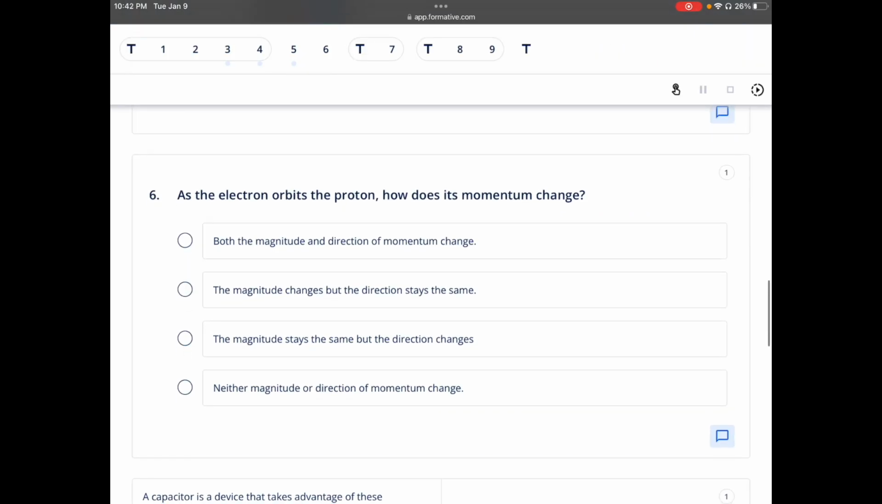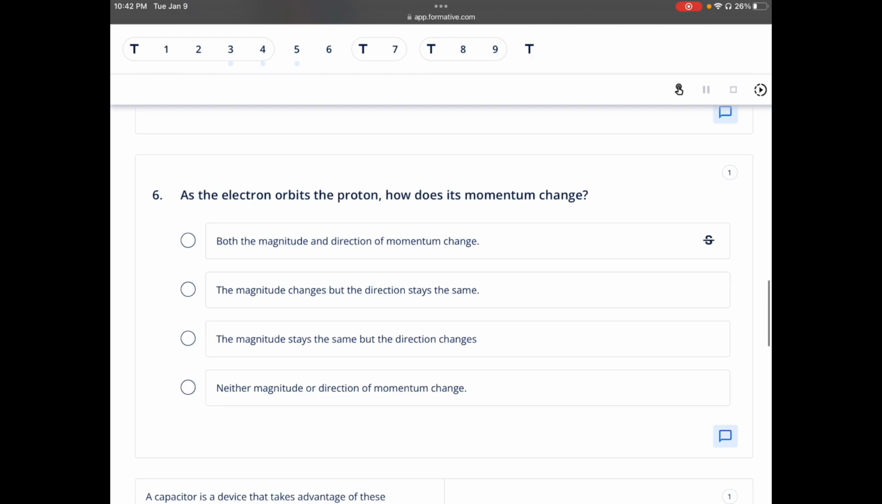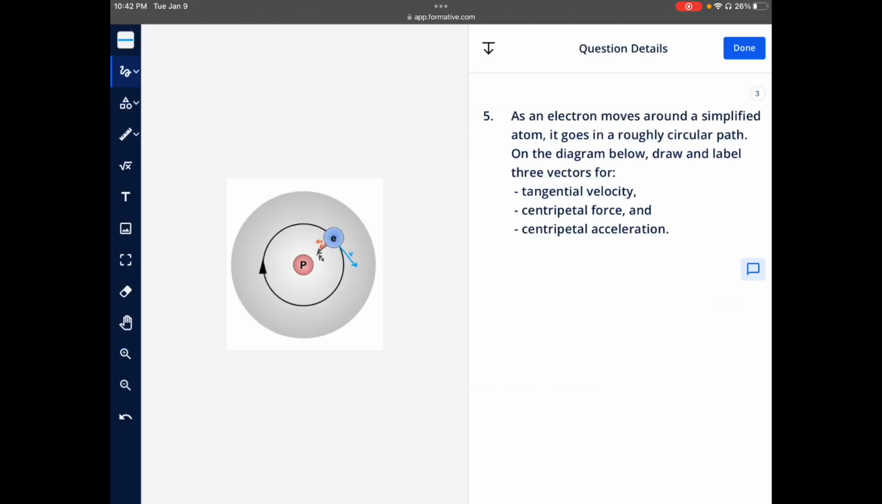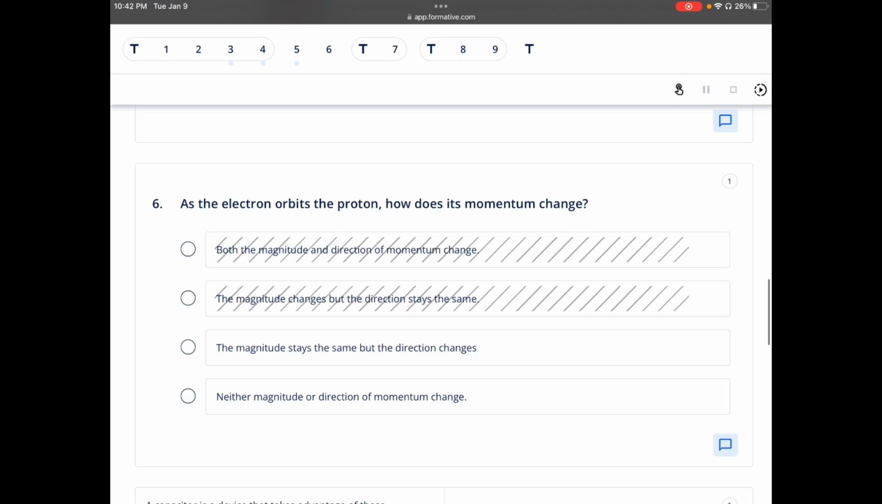As the electron orbits the proton, its momentum stays the same magnitude, so it can't be this choice. Think on average, as it's going around, sometimes it's going left, sometimes it's going up, sometimes it's going down, but on average, that speed is staying the same. So the magnitude of momentum stays the same. Momentum is mass times velocity. So if the speed isn't changing, the momentum stays the same, at least the same magnitude, but the direction changes as it goes in a circle. Sometimes it's going left and sometimes it's going right. So the momentum changes from positive to negative as it goes.